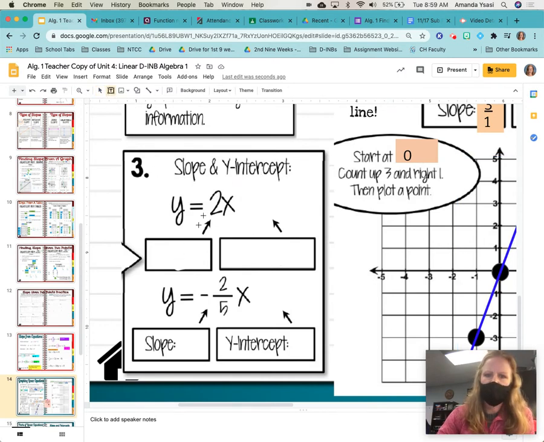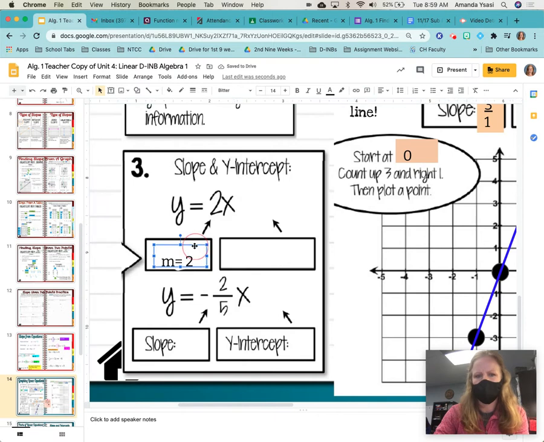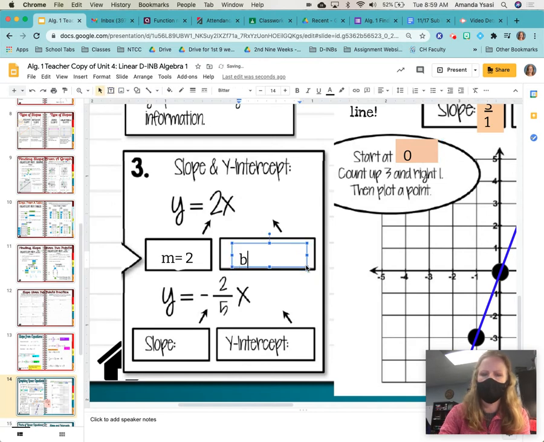So it's pointing at the 2, so slope is 2 over 1, right? M equals 2. We can just leave it as M equals 2. And then B, which is our y-intercept on this one, equals 0 because there's nothing there.